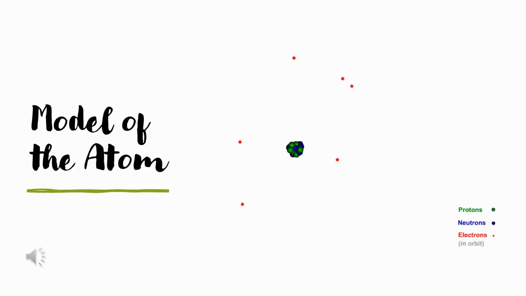Before we go any further, I want you to remember and revise the structure of the atom. Remember, in the center we have the nucleus, which contains protons and neutrons and is positively charged because the protons are positively charged, the neutrons are neutral, and round the edge we have electrons represented by these small red blobs. Remember, in an atom the number of protons equals the number of electrons.